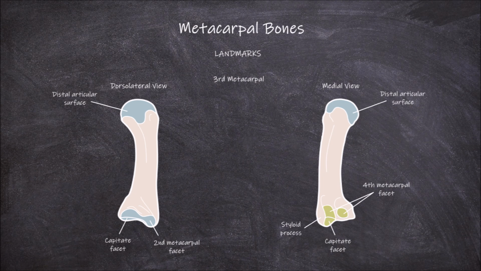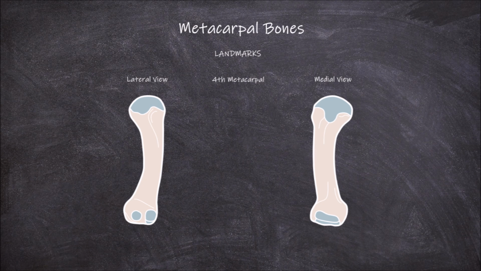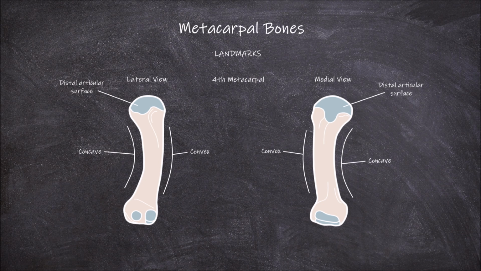Let's now look at the landmarks of the fourth metacarpal bone. This metacarpal is both thinner and shorter than the second and third metacarpals. The distal surface on the head of this bone has an articular surface for articulation with the fourth proximal phalanx. The shaft is concave on the palmar surface and convex on the dorsal surface. The base of this bone bears 4 facets.